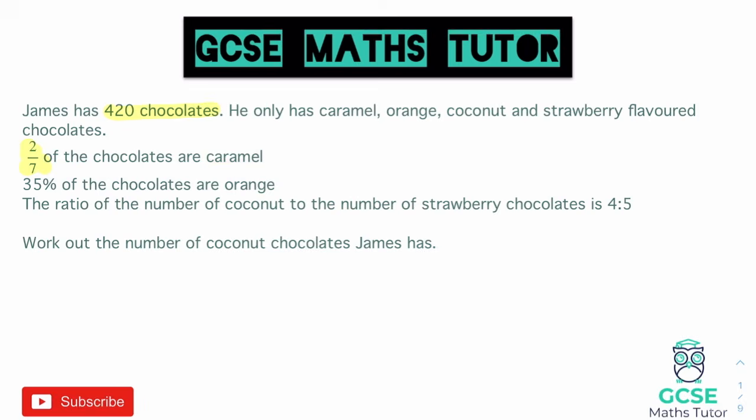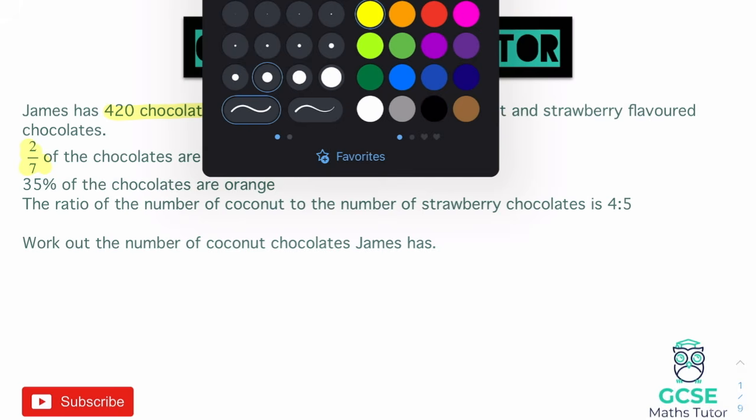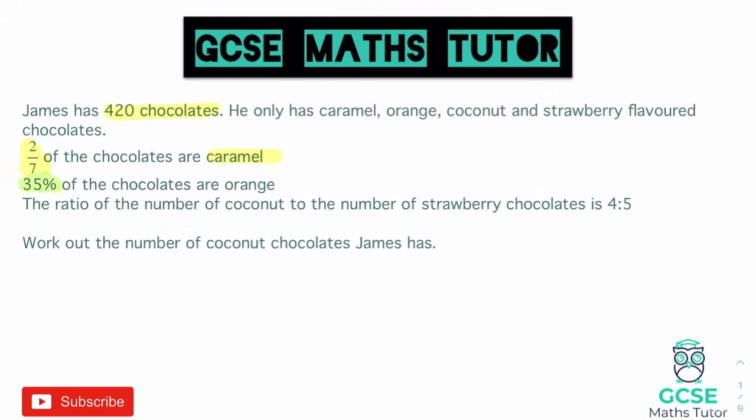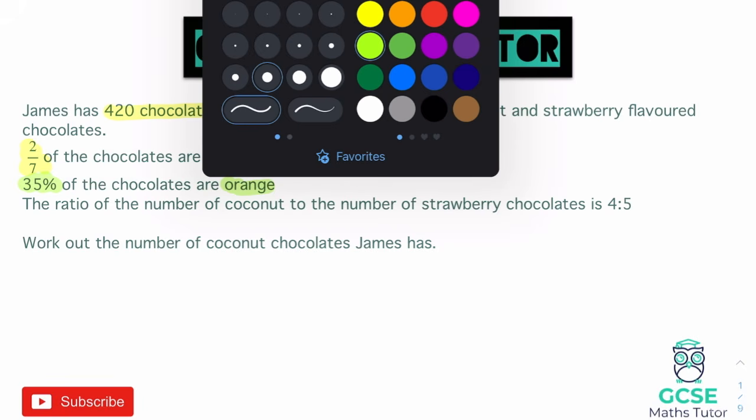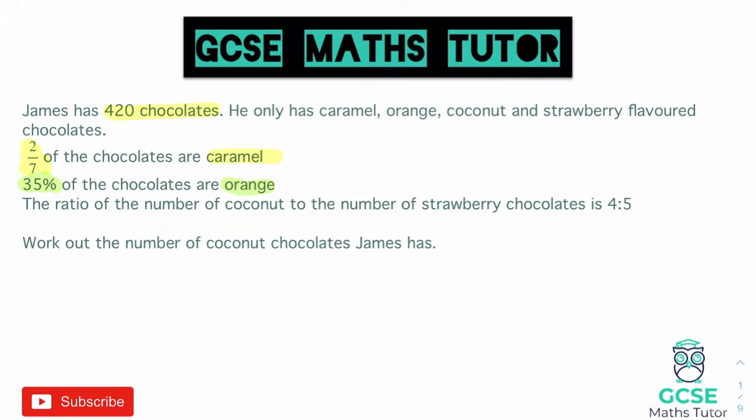We've got 2/7 that are caramel, and the next bit of information tells us that 35% are orange. And then it goes on to tell us that coconut to strawberry is 4:5. So if we start with the first piece of information, that 2/7 are caramel, to break this down, we'll start working out one of those pieces of information. To work out 2/7 of a number, obviously you need to know how to work out a fraction of an amount. We're first going to work out 1/7. And to get 1/7, we're going to divide 420 by 7.